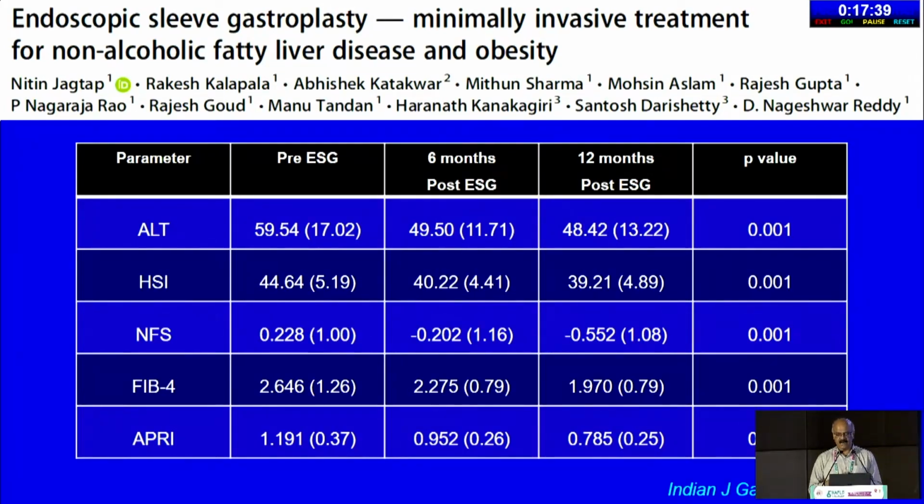And you can see this is a study we published some time back where we looked at all the parameters, ALT, hepatic steatosis index, the NAFLD fibrosis scoring, and so on. And you can see again, all the parameters improved not only at 6 months but 12 months. These patients are in follow-up now. Now we have about 2 years follow-up. They continue to do well, though we didn't do biopsies in these patients.